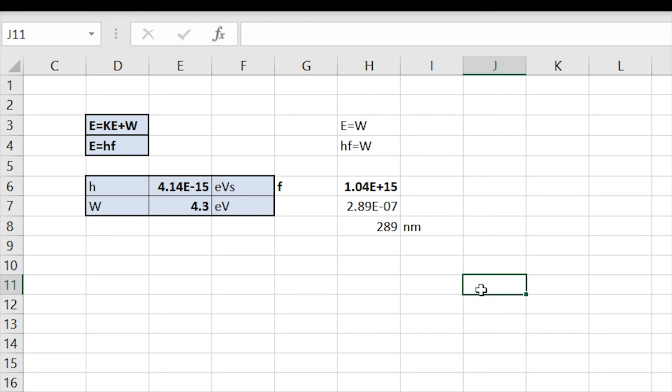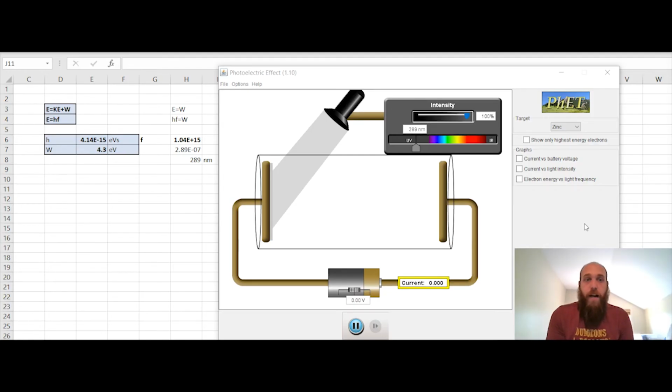So let's jump back over to PhET and see if that makes some sense. All right, I plugged in the 289 nanometers as we calculated, and so we've got 289 nanometer light hitting some zinc plate, and nothing happens, which is exactly what we should be expecting, because we've applied enough energy to remove the electrons from their atoms, but then they don't have any kinetic energy, so they don't go anywhere. They don't have a speed with which to travel, so we don't see them travel across this plate.